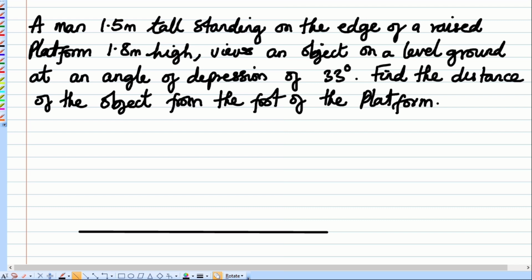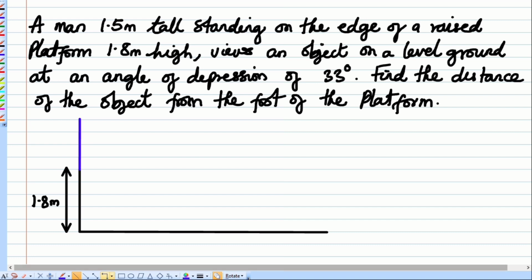Now this question says that the man is 1.5 meters tall. However, he's standing on a platform 1.8 meters high. So let's just draw a platform there. Let's say this is the platform. A platform is just like a raised place where you climb to have a speech or whatever. So the distance from the horizontal ground to the platform is 1.8 meters. That's from the question. So this man is standing at the edge of this platform.